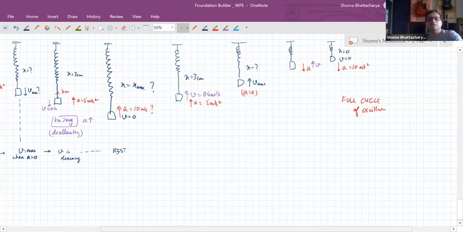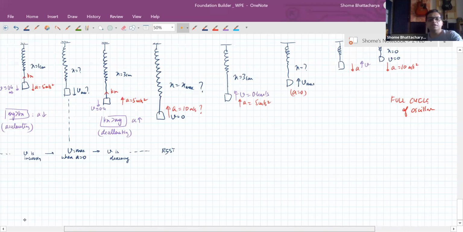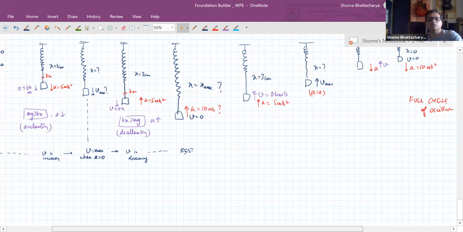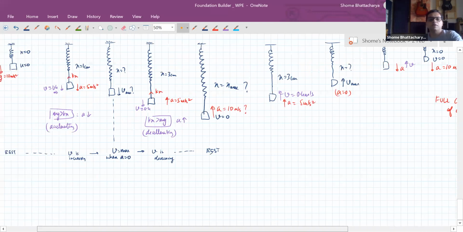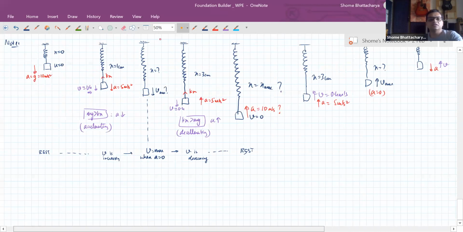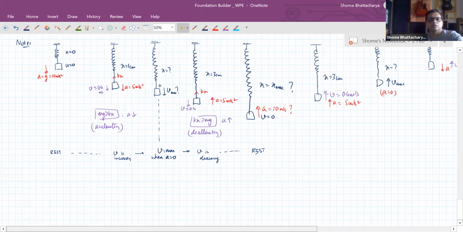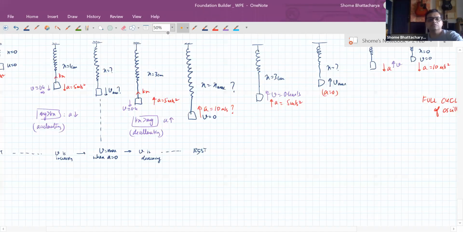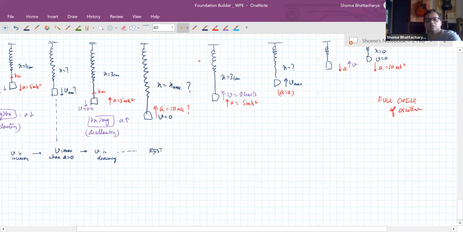Now this whole thing starts again. So it keeps going up and down like this, from here to here, then back like this. This series of motion keeps occurring because there's no loss in mechanical energy for the system. So it perpetually oscillates.